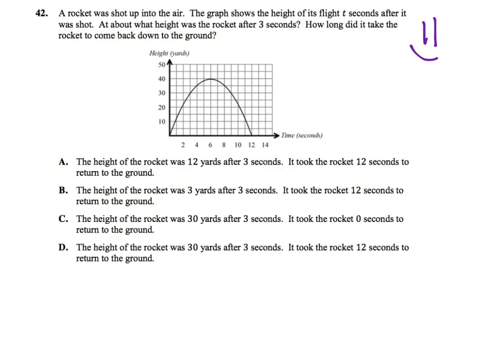All right, last one in this set, number 42. Most of you got this. This is probably one of the easier ones. A rocket shot up in the air. The graph shows the height after t seconds after it was shot. At about what height was the rocket after 3 seconds? Well, we just need to look at seconds. 3 seconds. There we go. And then how long did it take the rocket to come back to the ground? There's that. So the height after 3 seconds was 30 yards. And it took 12 seconds to come back to the ground. There's our answer.